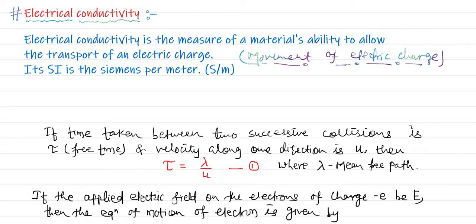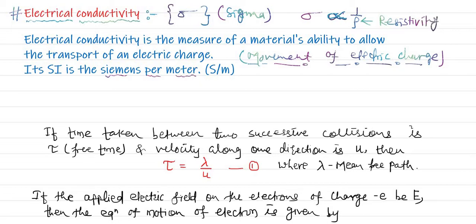Generally, electrical conductivity is measured in Siemens per meter. Moreover, electrical conductivity is denoted by sigma. The notation for electrical conductivity is sigma. One more thing known to us is that electrical conductivity and electrical resistivity are inversely proportional to each other. What is rho? Rho is resistivity.